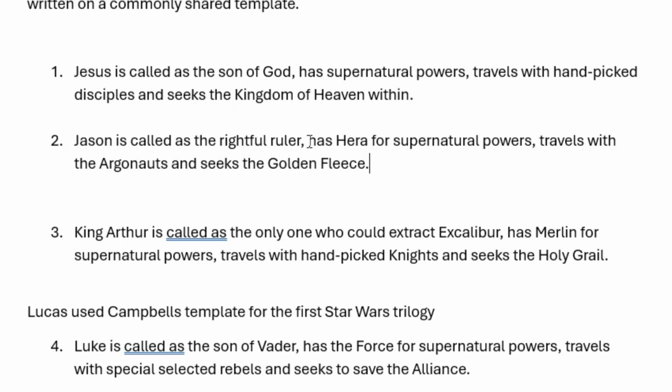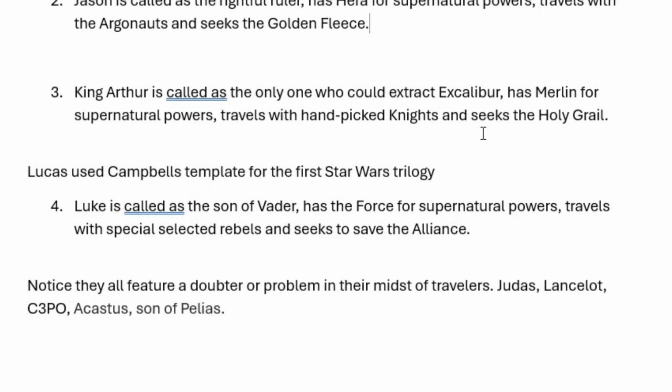Jason is called as the rightful ruler, has Hera for supernatural powers, travels with the Argonauts, and seeks the golden fleece. That's Greek myth, not religious. King Arthur is called as the only one who could extract Excalibur, has Merlin for supernatural powers, travels with hand-picked knights, and seeks the Holy Grail. And again, George Lucas used Campbell's template for the first Star Wars trilogy.